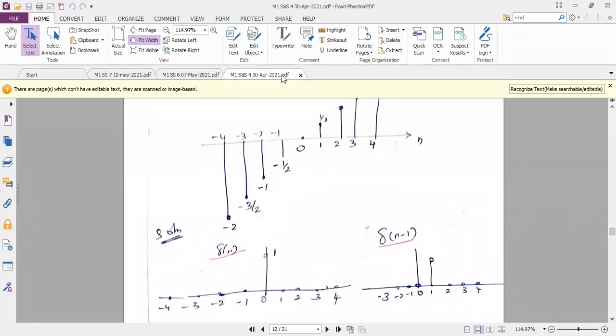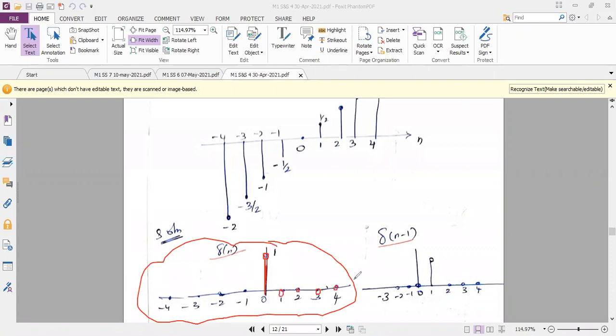Delta of n, I told you many times when I discussed the theory, we discussed this under the elementary signals, I guess. The delta function will have amplitude only at 0. Other than 0, at non-zero values of n, see your x-axis is n, at all other places, it will not have any amplitude. So this is the diagram of delta of n.